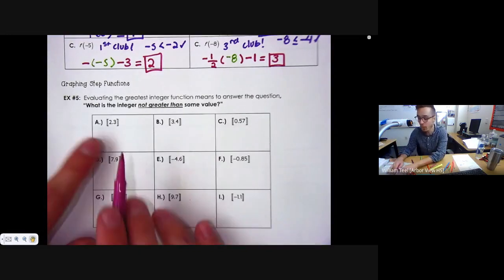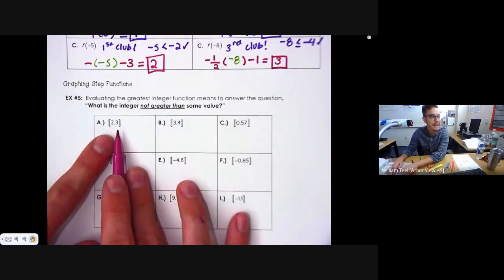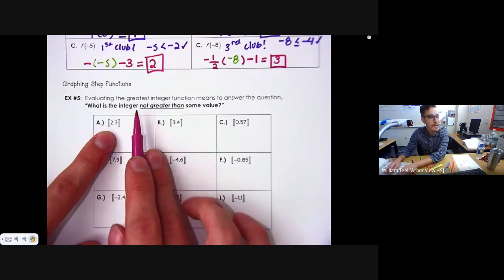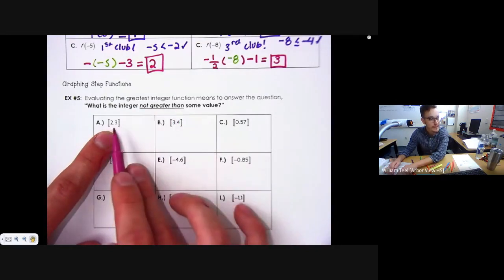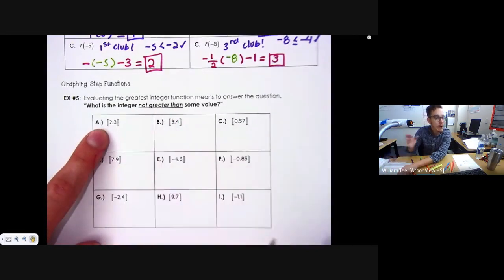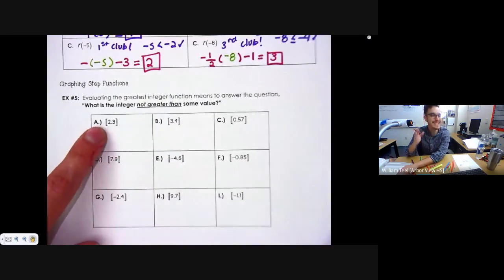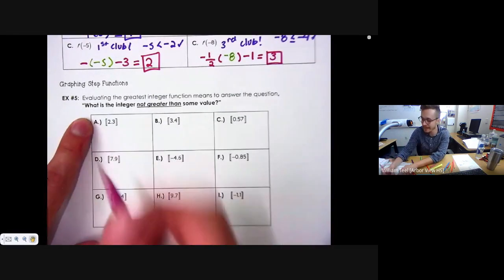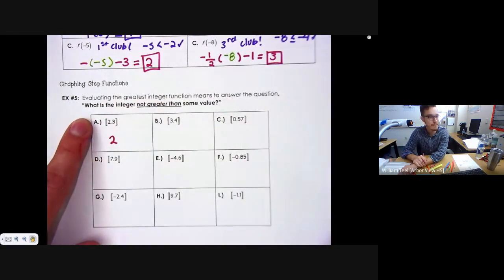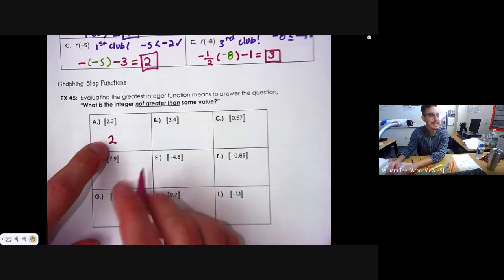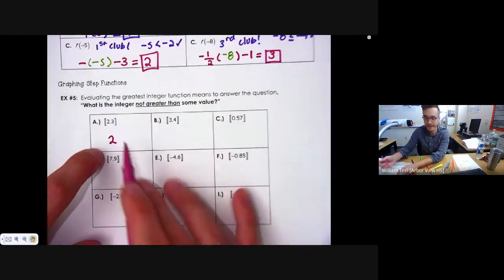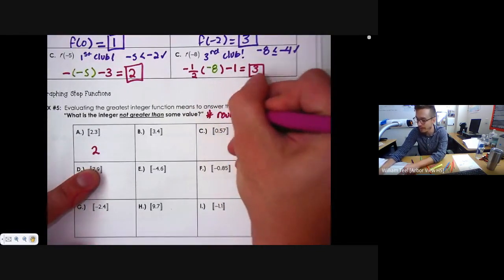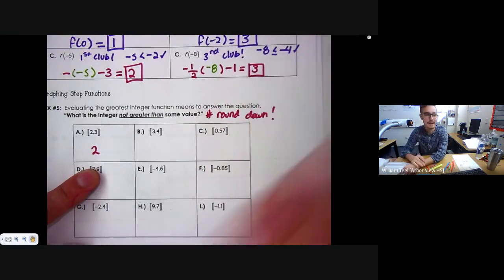So if we look at part A, we're trying to find the greatest integer of 2.3. So what is the integer not greater than 2.3? Essentially we are rounding down because we want the nearest integer that is not greater than that number. So if we were to round this down, we would get 2, all right? 2.3 rounds down to 2. 2 is the integer that is not greater than 2.3. So the answer is just 2. So in other words, I want you to always round down when you are looking at step functions.